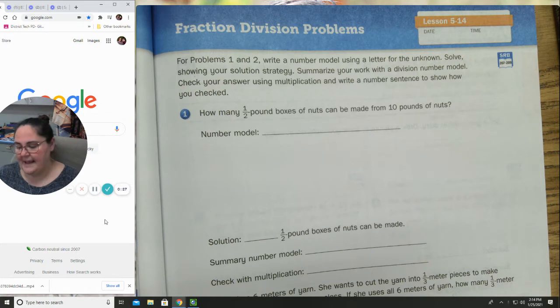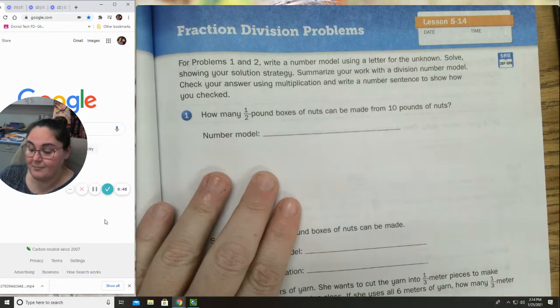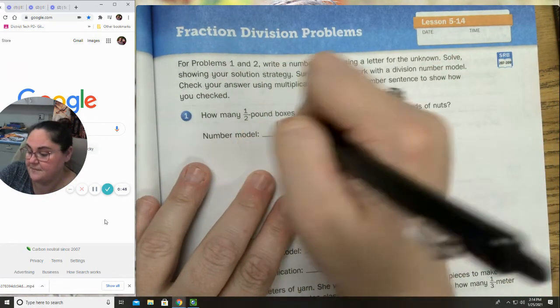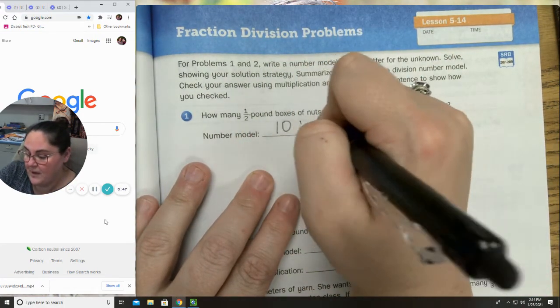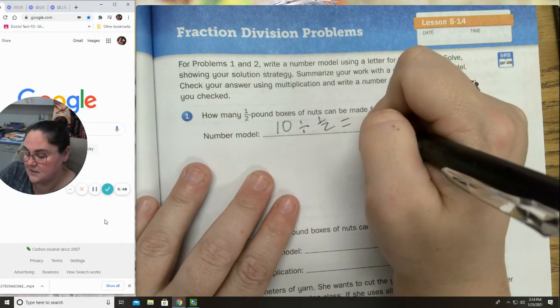Number 1, how many half-pound boxes of nuts can be made from 10 pounds of nuts? So let's think about this. I have 10 pounds and I'm dividing them into half-pound containers. So my number model is going to be 10 divided by 1/2 equals n.